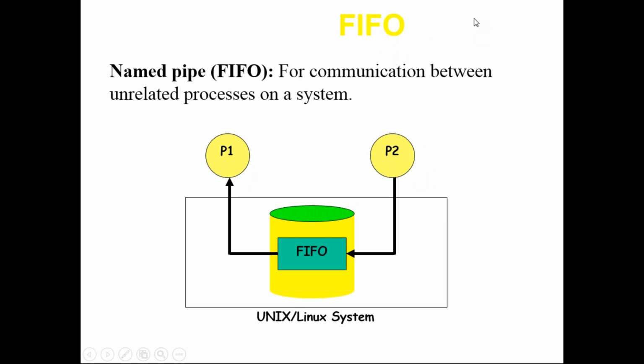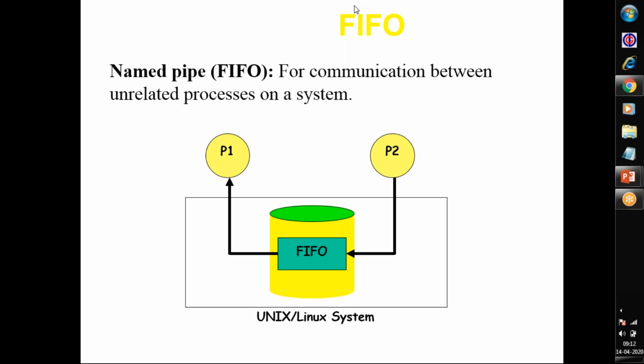Then this is a named pipe for communication between unrelated processes. When two processes are unrelated, then you go for a named pipe.